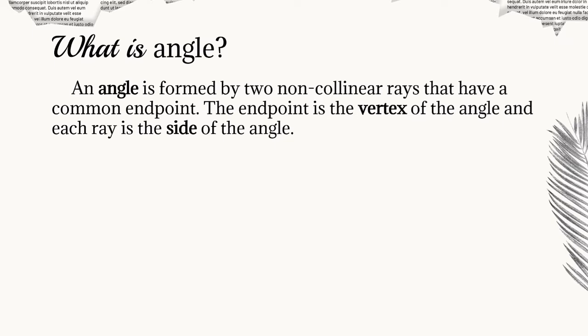First, what is an angle? An angle is formed by two non-collinear rays that have a common endpoint, and that endpoint is the vertex of the angle, and each ray is the side of the angle. I have here two rays. The first ray here is this, and the second here is this. So, napapansin nyo, we have two rays, and the two rays intersect each other. And the intersection is called the endpoint, and that endpoint is the vertex. And these rays are the sides.